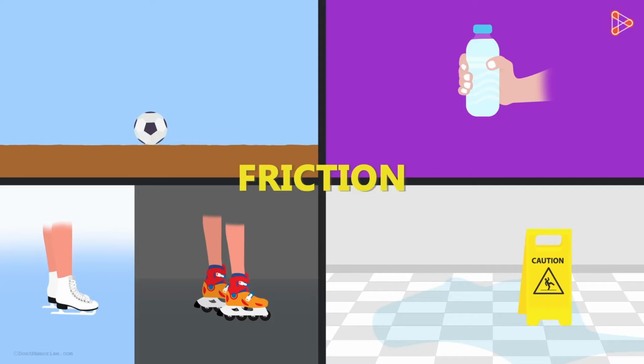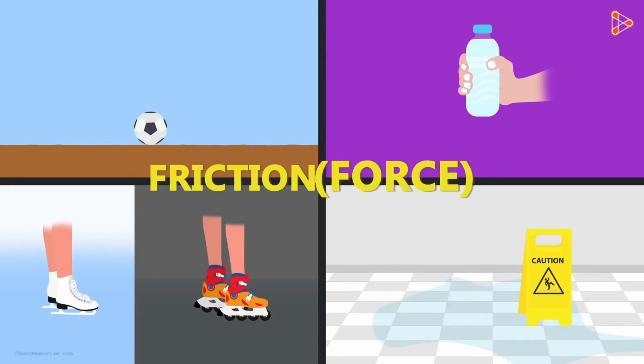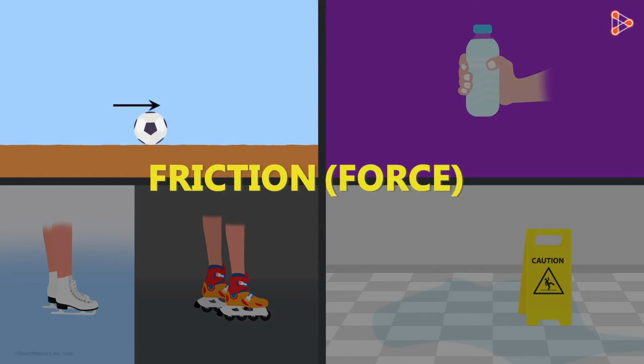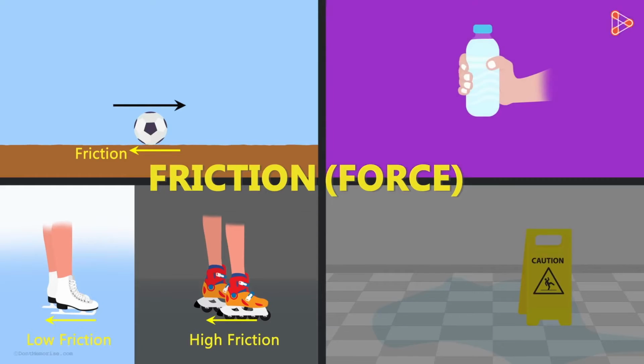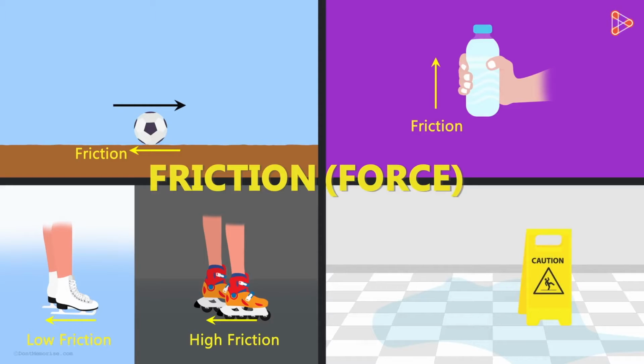It's quite easy to understand its concept. Friction is nothing but a force. It is the force exerted by a surface where an object moves across it. In the first case, when the ball is moving in this direction, the force of friction is acting in the opposite direction. The force of friction offered by the ice rink floor is lesser than the force of friction offered by the road. Hence, skating on the ice rink is easier and seems effortless. The bottle does not slip down because the surface of your hand offers a friction in the upward direction. And in the case of the floor in the mall, the soapy water reduces the friction offered by the floor.